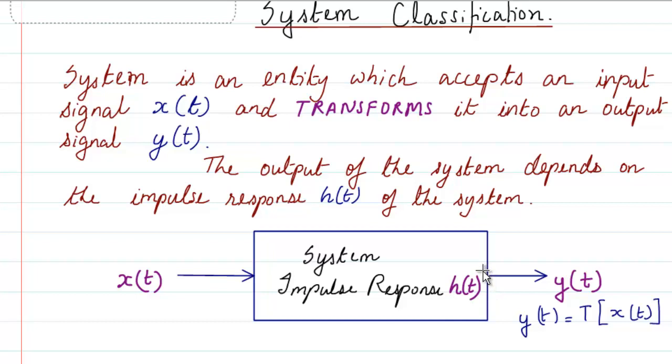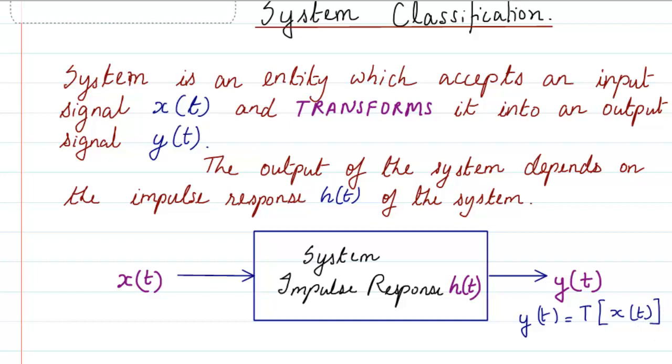The system is basically represented by two different methods. One is that we write the equation of h of t, or we define the system by h of t, which is also called the impulse response. Or another way is we directly write the equation of y of t with respect to x of t. That means y of t is some transformation T of x of t.